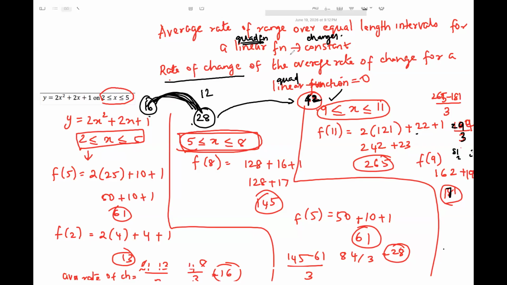Same function, I'll continue from the start. Okay, so basically what we need to get is that the average rate of change over equal length intervals of a linear function is a constant. However, for a quadratic function, average rate of change over equal length intervals will change. However, the rate of change of average rate of change for a quadratic function will be a constant. Make sense? Because the second difference is going to be the same. If you didn't understand this, the rate of change here has to be a constant.